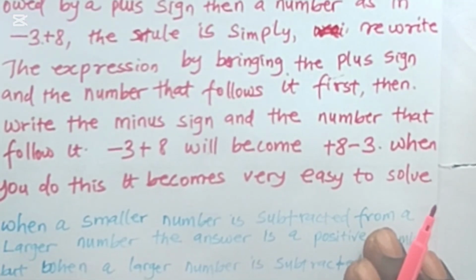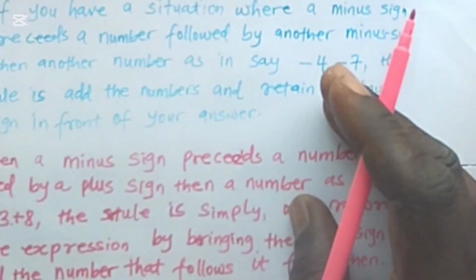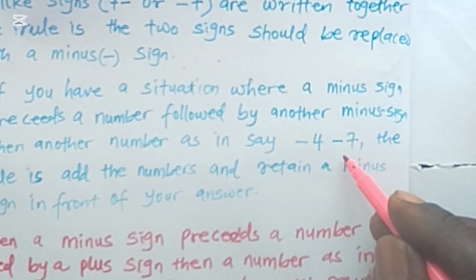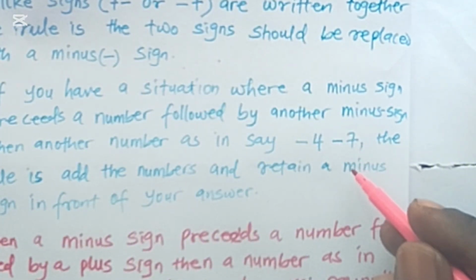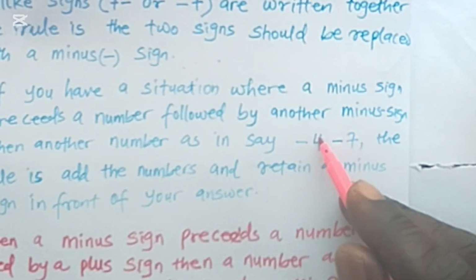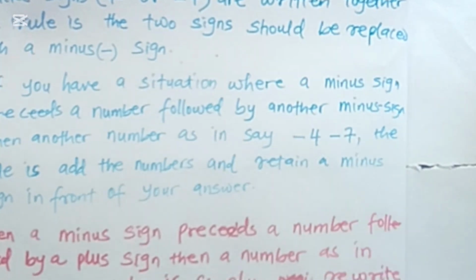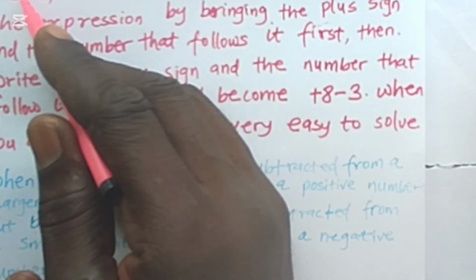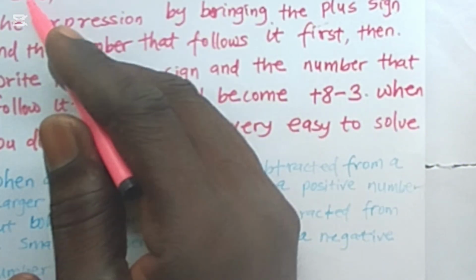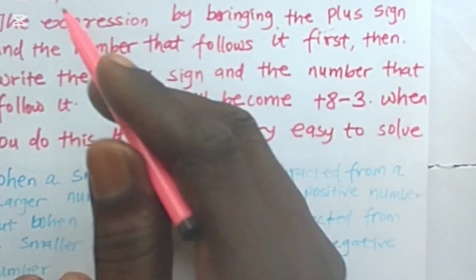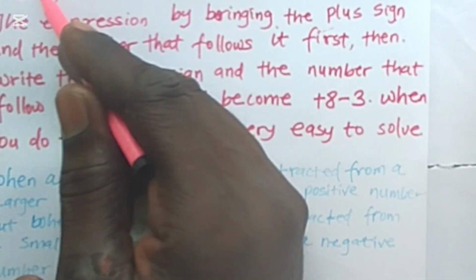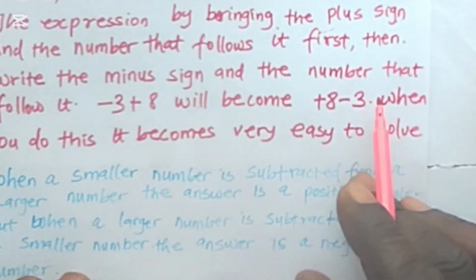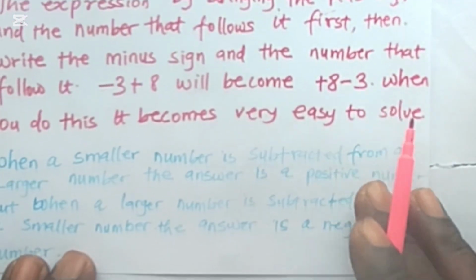So we have a situation where we have something similar to this, minus coming first, followed by a number, then minus followed by a number. We're told to add the figures, retain the minus sign. In this case, where you have minus followed by a number, plus a number, they just say interchange it. Take the one with the plus to the front, take the one with the minus to the back, and you have something that is straightforward.